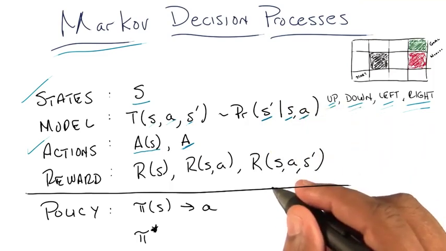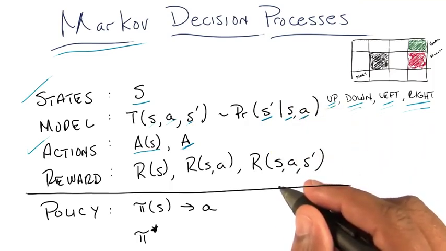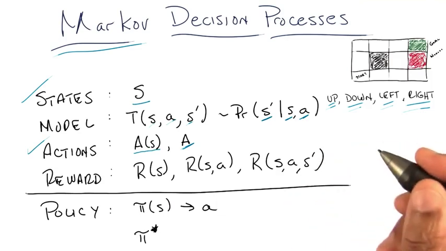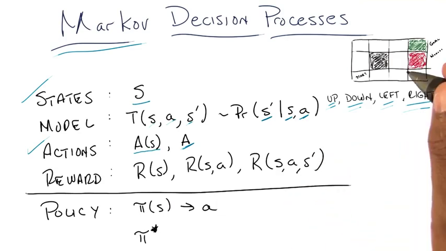Got it? I think so. So the S prime is where you end up, and the S and A are what you're given. So you plug these three in. Oh, I see, and you get a probability out. But the probabilities have to add up to 1 if you sum over all the S primes.